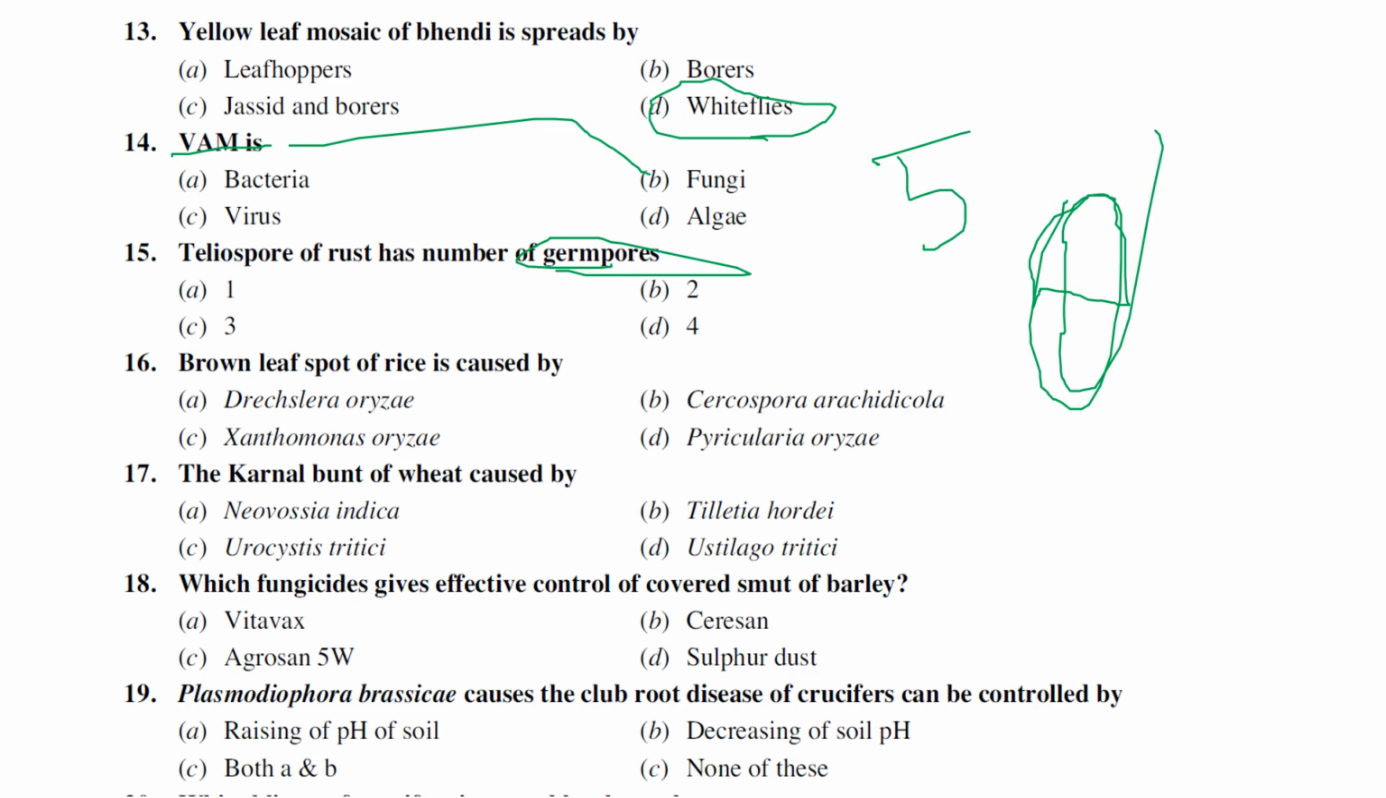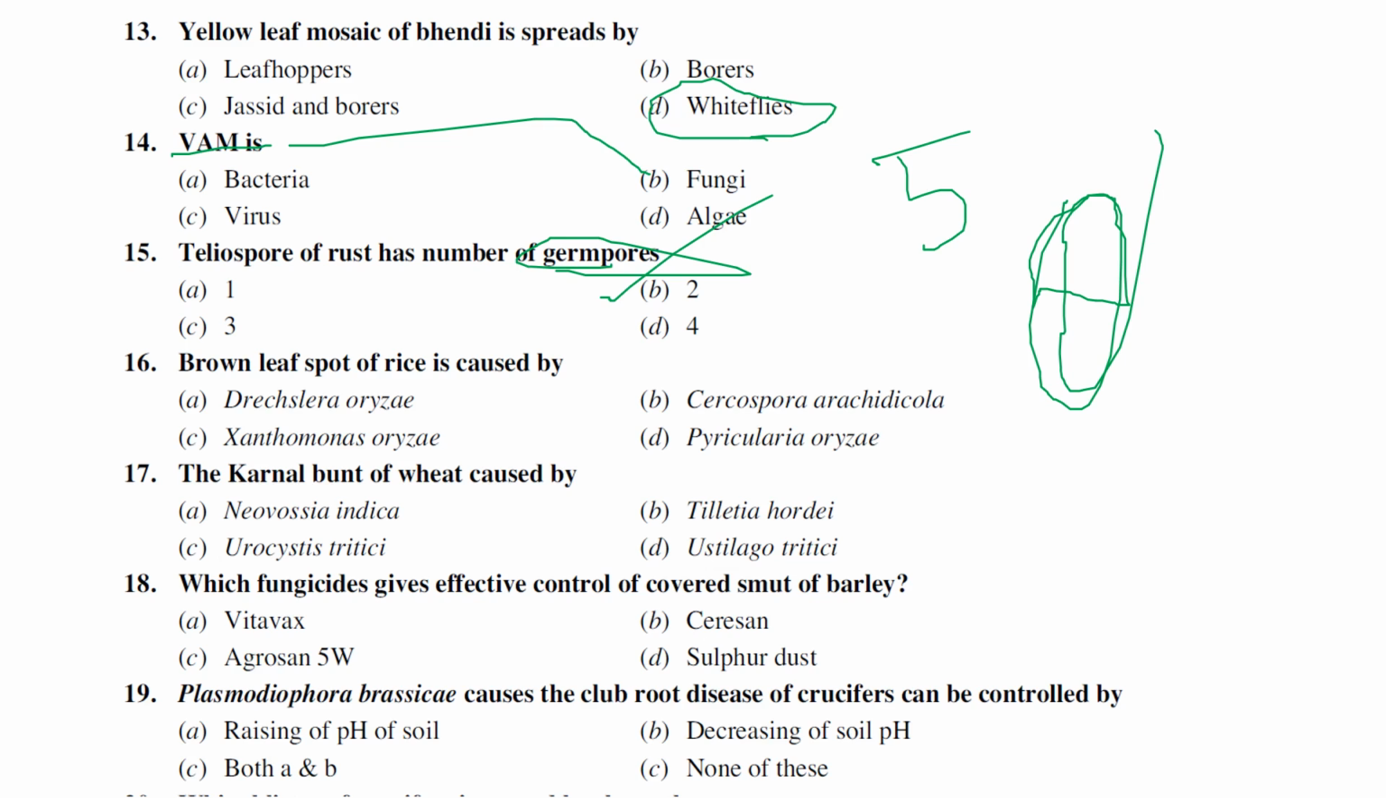So I repeat, the only spore stage or the only spore in the entire rust life cycle which is bicelled, that is teliospore, and it contains the germ pore 2. So teliospores contain 2. And the next one is the brown leaf spot of rice is caused by Helminthosporium oryzae or Bipolaris oryzae. Here they have given Drechslera oryzae, Cercospora reticulata, Xanthomonas oryzae, Pyricularia oryzae.